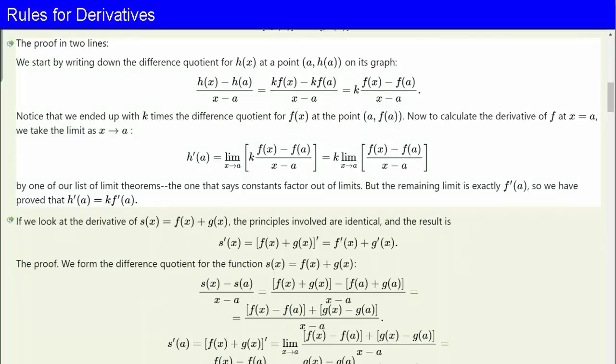Well, there is justice in this world. This statement is true. Here's the proof in 2 lines to settle the issue once and for all. We start by writing down the difference quotient for h of x at a point a, h of a on its graph. h of x minus h of a divided by x minus a is just k f of x minus k f of a over x minus a, and the k factors right out of the difference quotient. Notice that we ended up with k times the difference quotient for f of x at the point a, f of a. Now to calculate the derivative of h at x equals a, we take the limit as x tends to a of the difference quotient.